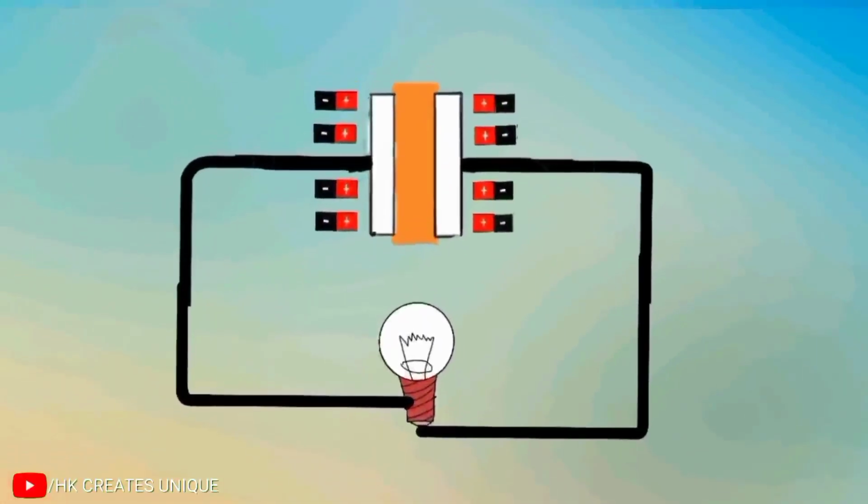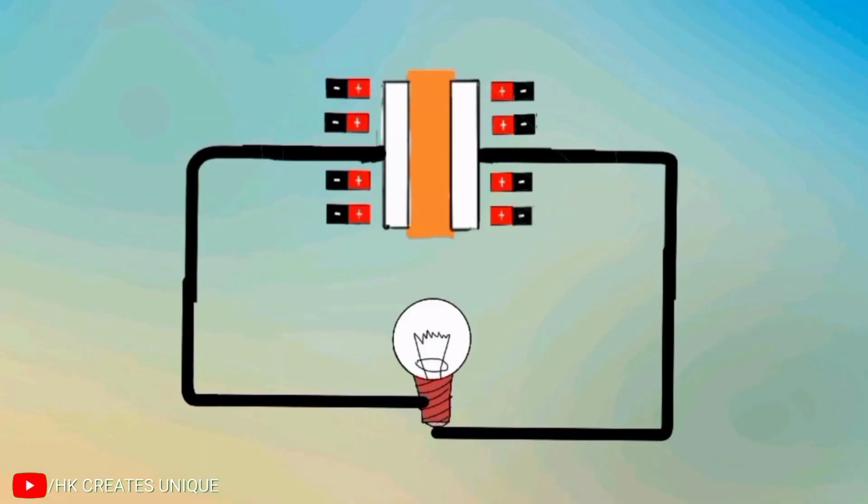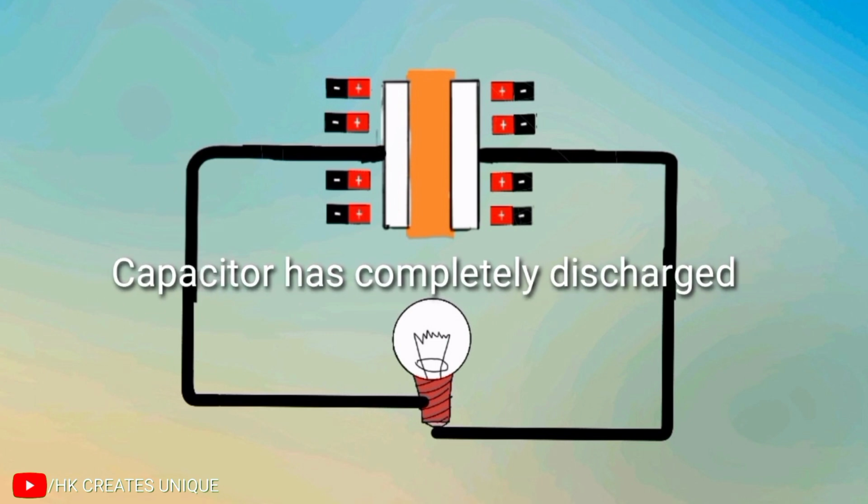Finally, all the transferred negative charges come to the positive plate of the capacitor, and again the number of positive charges in each plate equals the number of negative charges, which means that the plates are neutral again. So the bulb stops glowing and we can say that the capacitor has completely discharged.